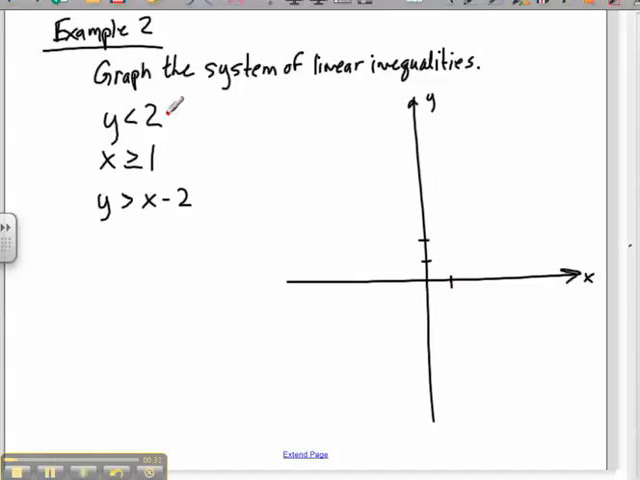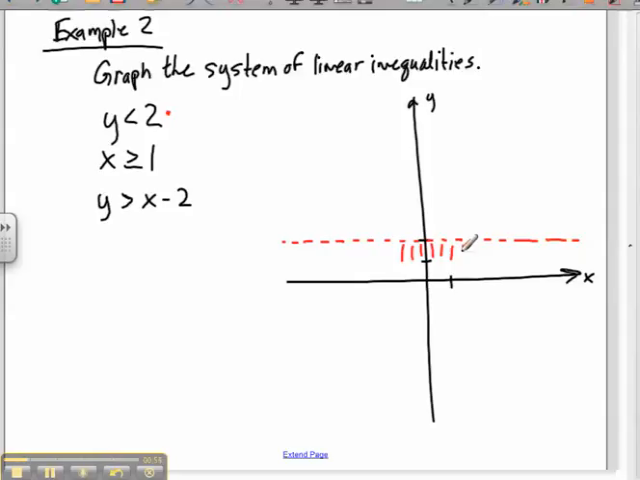I'm going to let the y is less than 2 be the red line, okay? And remember, a y equals line is always horizontal, but since it's not equal to, it has to be dotted. And it says y is less than this, so I'm going to shade there just to give myself an idea. I'm shading below, shading below the line there.